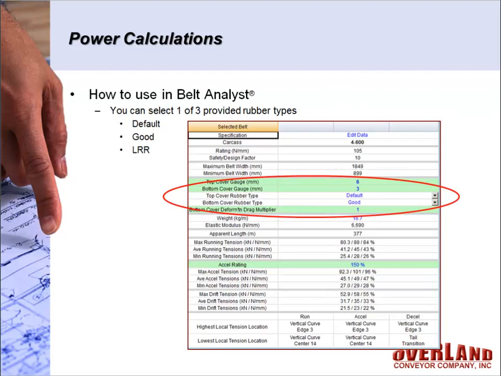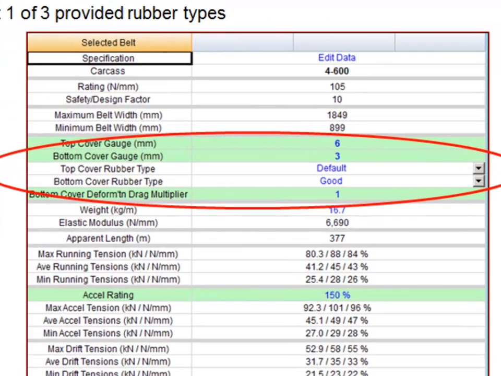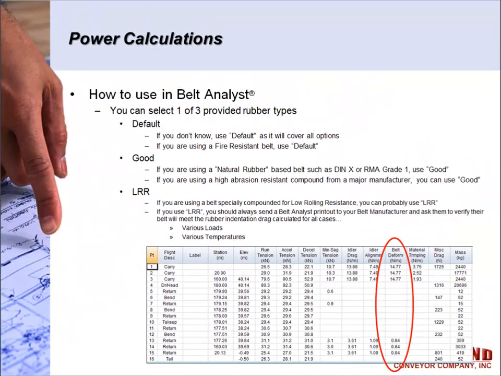So how do we use this knowledge in Belt Analyst? Well, first of all, Belt Analyst now includes a drop-down list to represent the top cover rubber type and the bottom cover rubber type, and there are 3 options in each one: default, good, and LLR. If you're using turnovers on your belt, then you only have bottom cover options because the bottom cover would be in contact with the idlers in both applications.